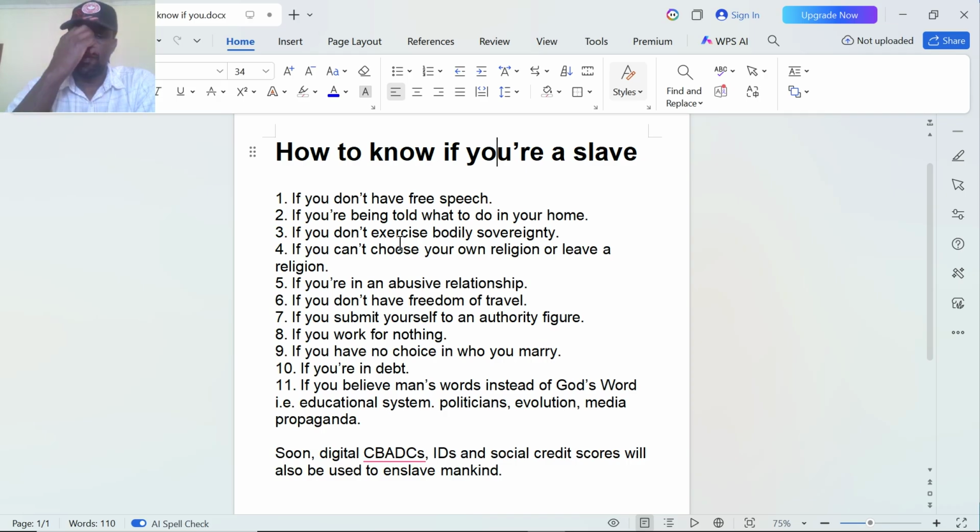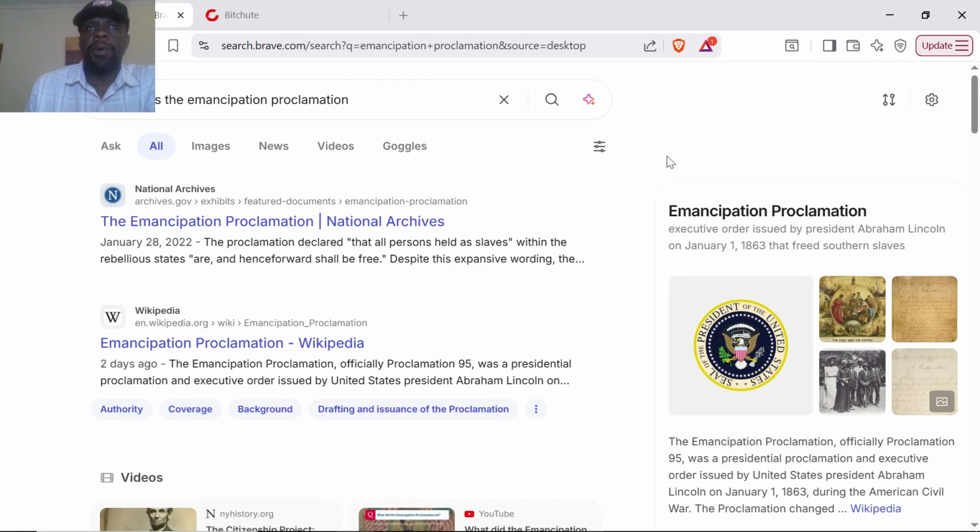I'm trying to think of the dates here. Yeah, sorry, I was just trying to think of the date. And I've got the date here. It was the 1st of January, 1863. That's when the Emancipation Proclamation was signed. So this is an executive order that was signed by Abraham Lincoln. This is to do with the executive order that ended slavery in America.